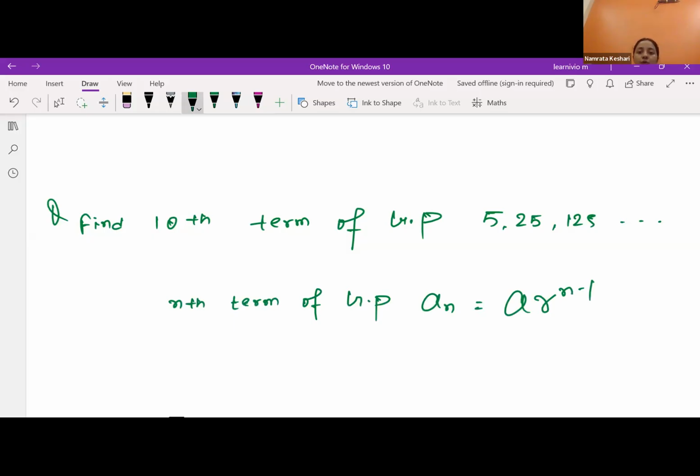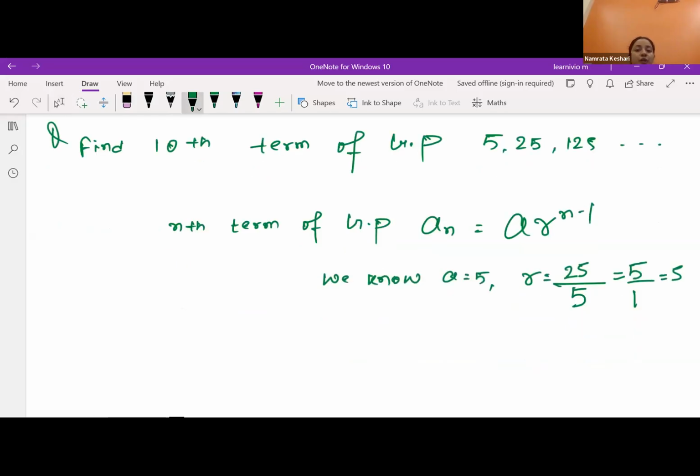Here we know the a value. a over here is 5 and r means common ratio, second term divided by the first term. That means our common ratio is 5 by 1, which can also be written as just 5. Getting it?